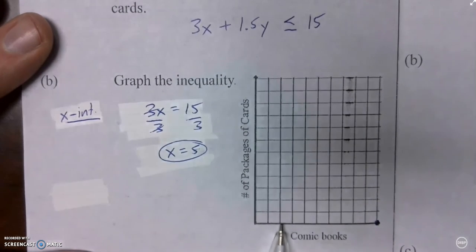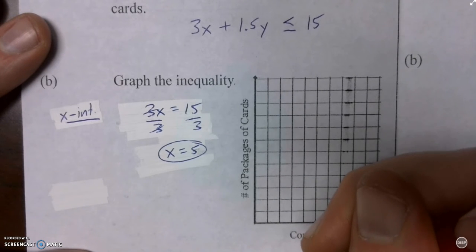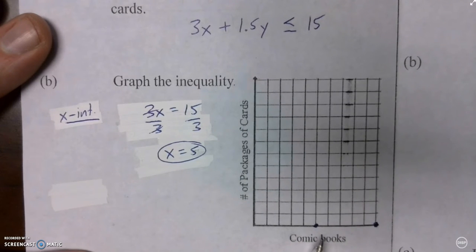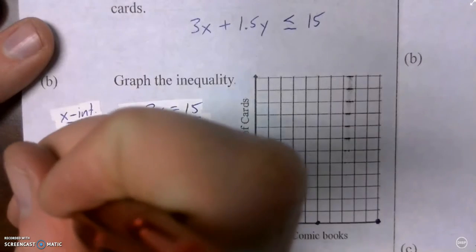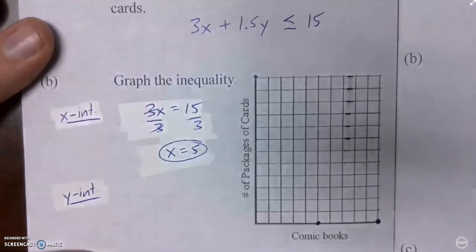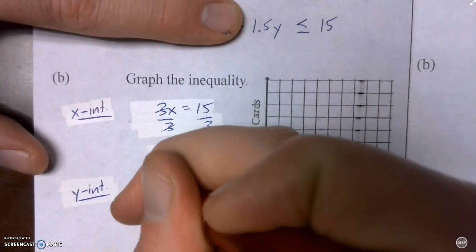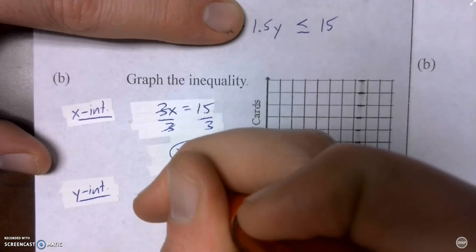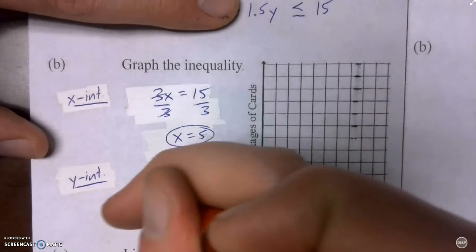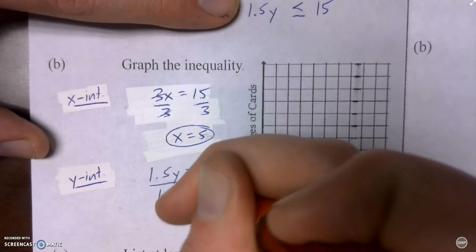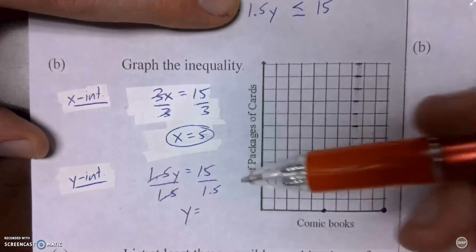The scale on this graph appears to be given as 1 tick mark per unit, and unless I've got a reason to not use it, I'll just roll with that. That should be fine. To find the y-intercept then, I need to cover up or forget about the x term. So the equation to solve is 1.5y is 15. If I divide both sides of this equation by 1.5, I think I can figure out what y is here.